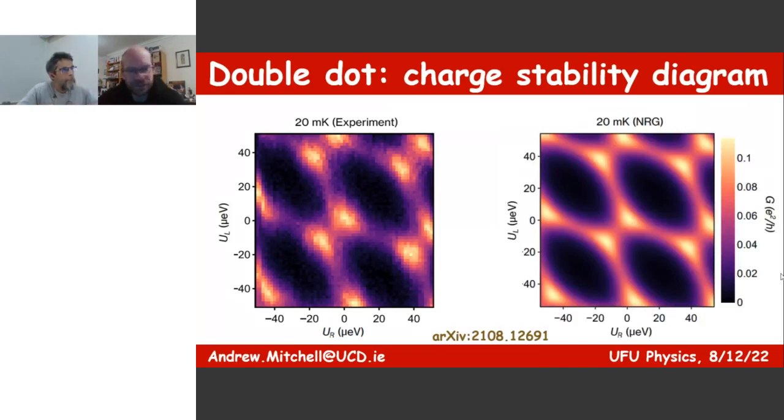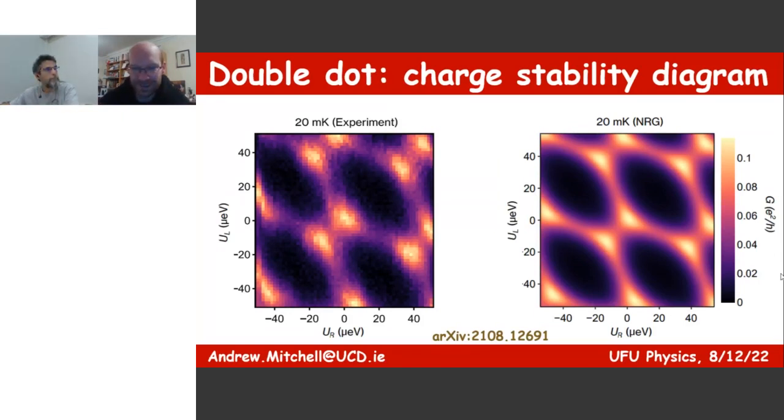Using the model that I showed on the previous page, and by fitting carefully the parameters of that model to the experiment, we were able to do NRG calculations for the conductance, which is plotted here. It's on the same scale of conductance and of gate voltage, and it basically agrees perfectly. So this is a triumph, I think, on both the experimental side and the theoretical side, that not only do we have a good model for the device and understand the coupling interactions, but also that the theory and the computation, the classical computation, is under control in this regime.